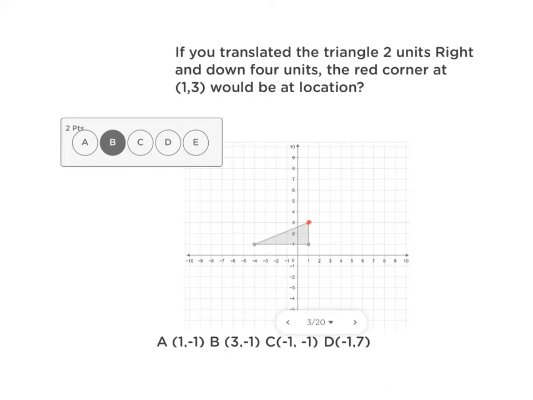Question 3, if you were to translate the triangle 2 units to the right and down 4 units, so if I took this dot and I go 2 units to the right, 1, 2, and then I go down 4, 1, 2, 3, 4, I would end up at 3, -1, which is letter B.